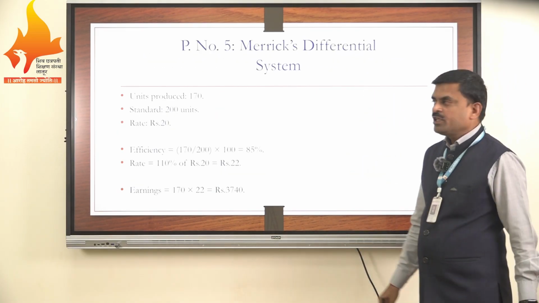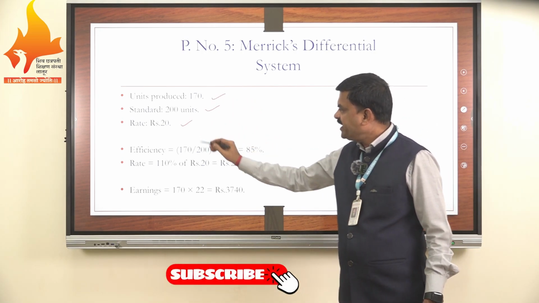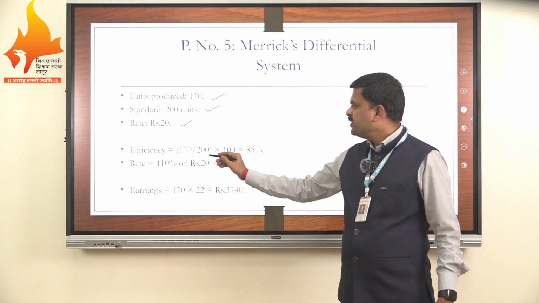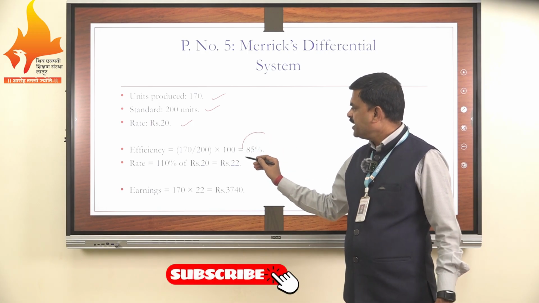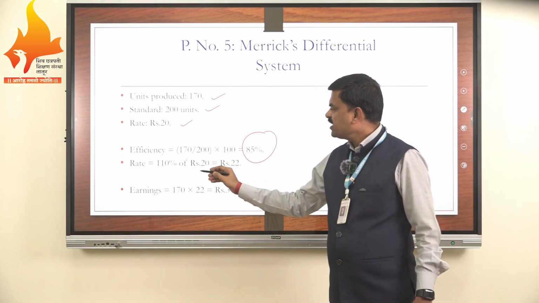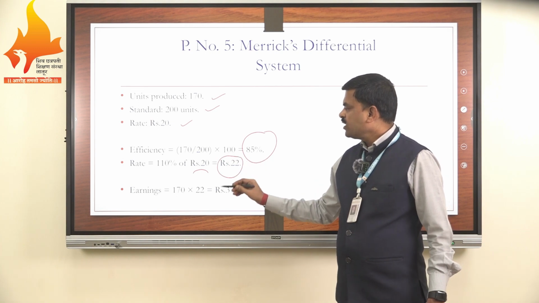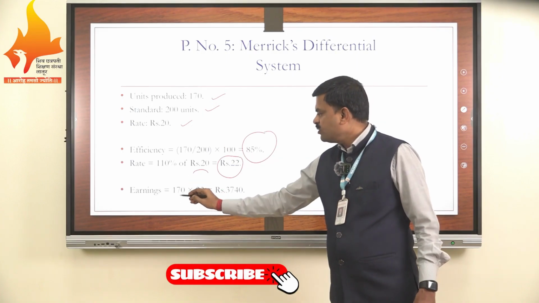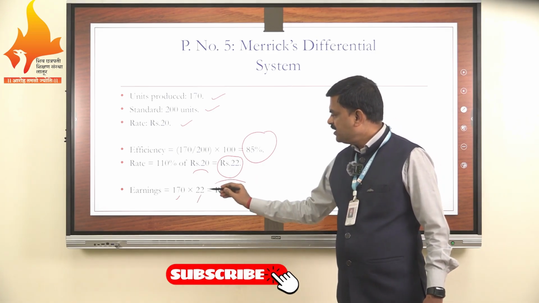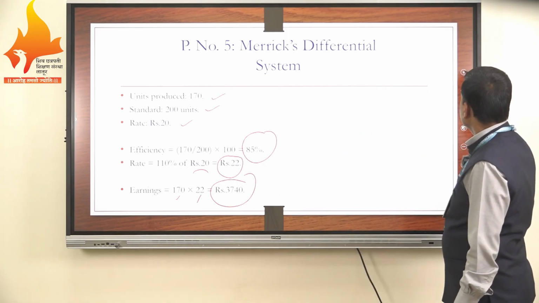Under Merrick's plan, the units produced are 170, standard units are 200, rate is rupees 20. Let's count the efficiency. 170 actual units produced, 200 units are the standard, efficiency comes to 85%, that is between 83% to 100%. So the worker will get 110% of piece rate, that is rupees 22. Total remuneration will be 170 actual production times rupees 22, which is 110% of rupees 20, and the remuneration will be 3740 rupees.